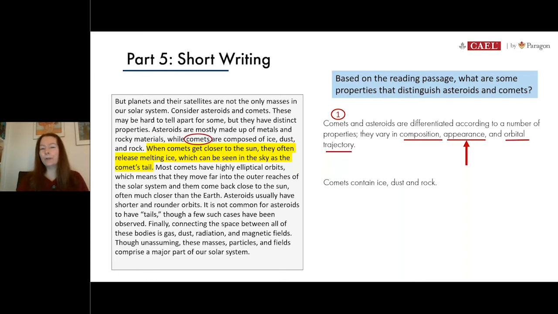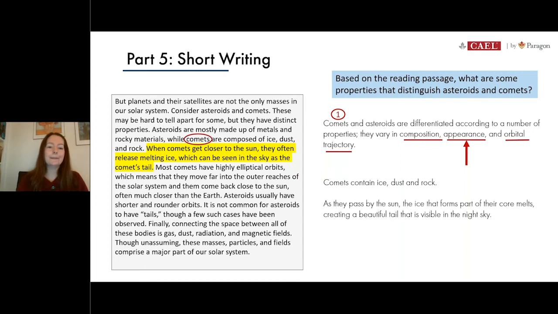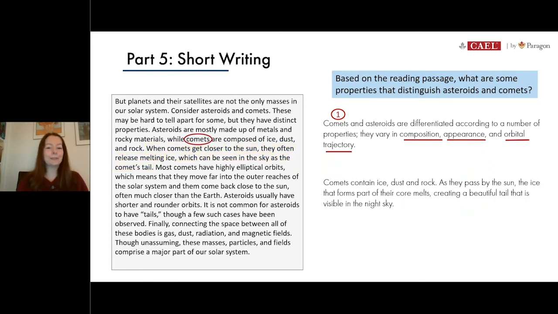So we're going to use our own words to try to convey that message. So we can try something like this. As they pass by the sun, the ice that forms part of their core melts, creating a beautiful tail that is visible in the night sky. Yeah, that sounds great. We've used our own words, I feel, and we've also created a nice complex sentence structure. So we'll leave that for now and move on.